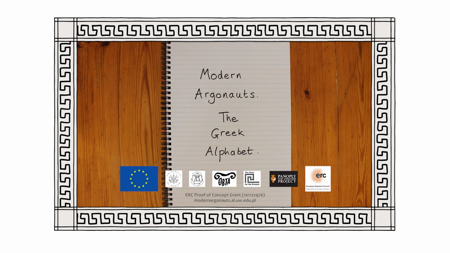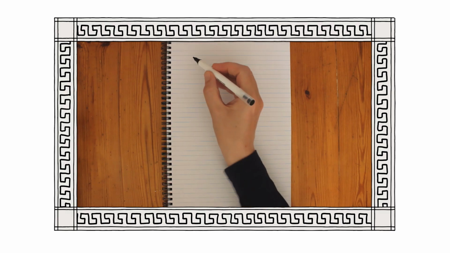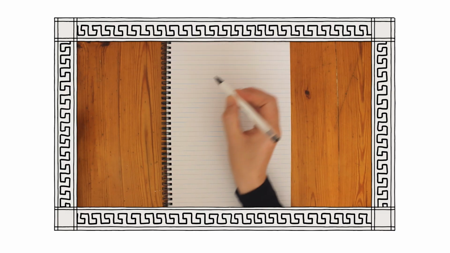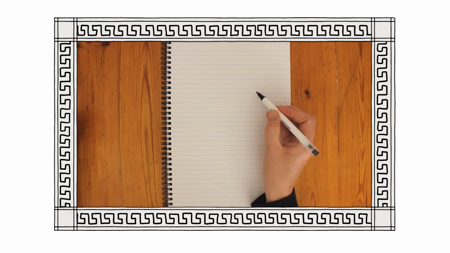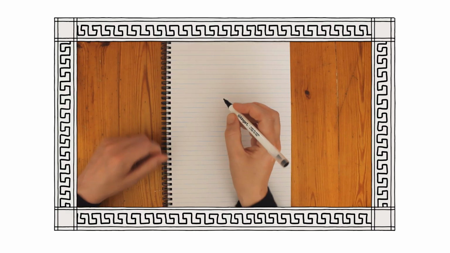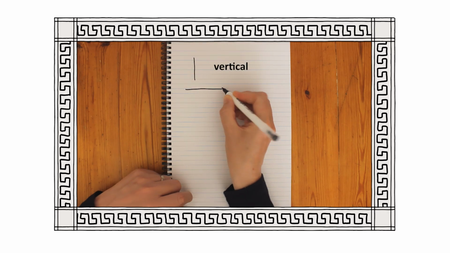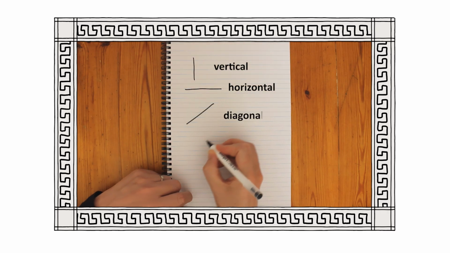In this video, we will look at how to write ancient Greek letters. Feel free to write along with me. Pause the video as often as you like to practice. Our main reference points are top left, top right, bottom right, and middle, top middle, and bottom middle. We'll use vertical lines, horizontal lines, diagonals, and a few curves.